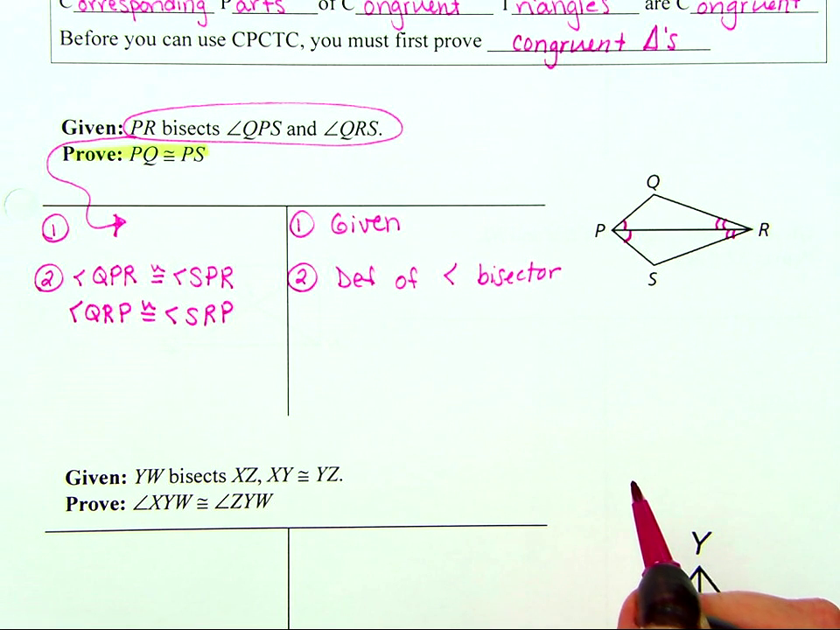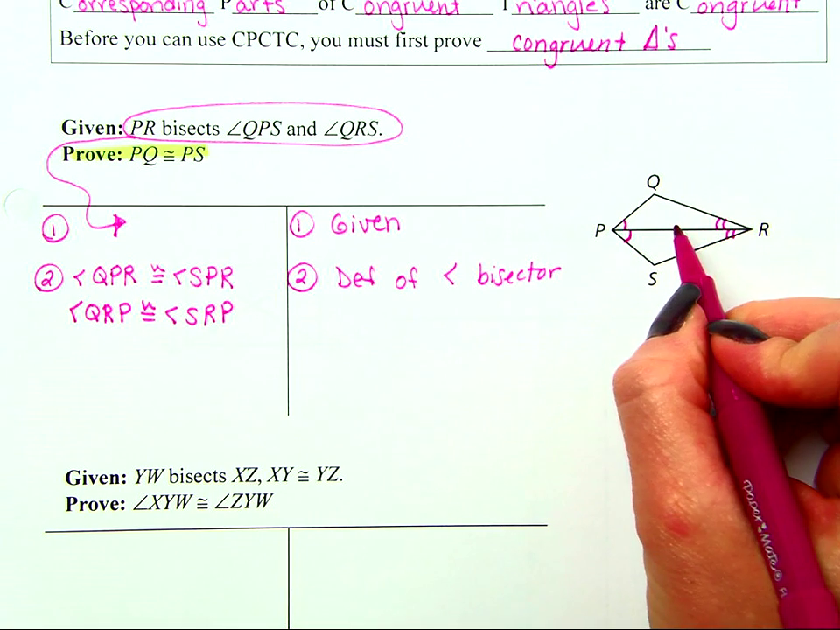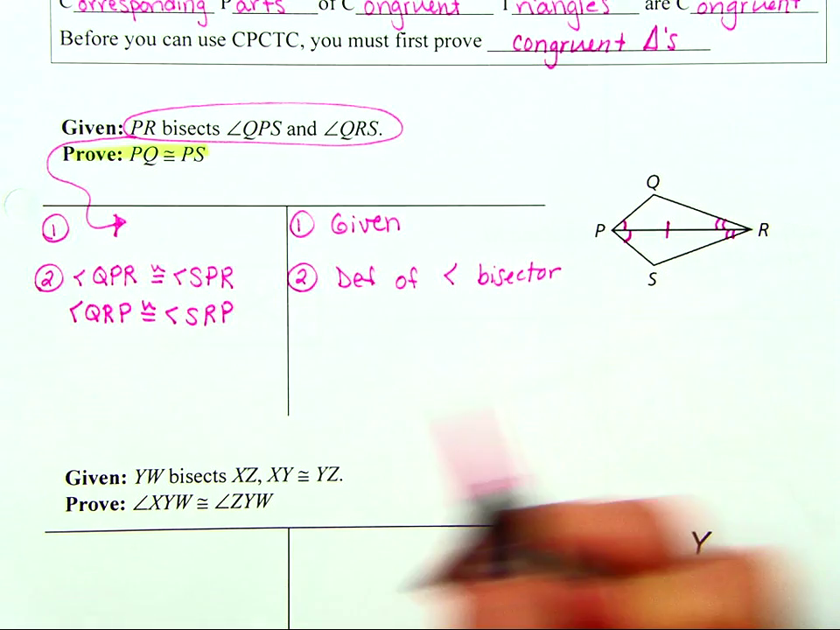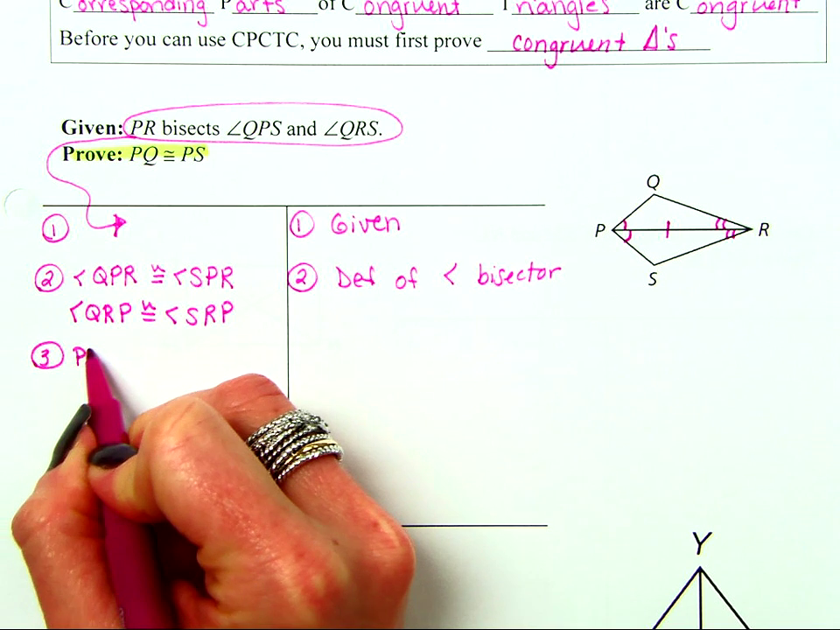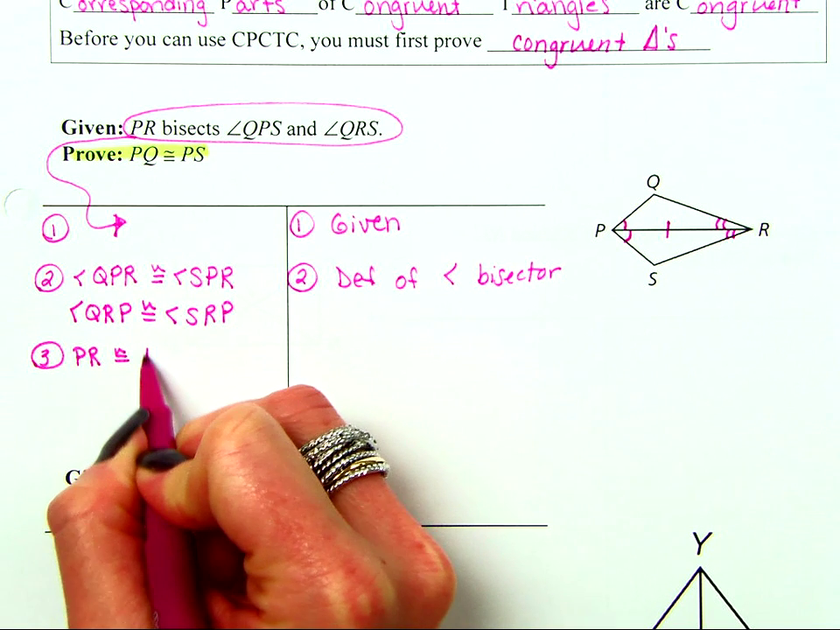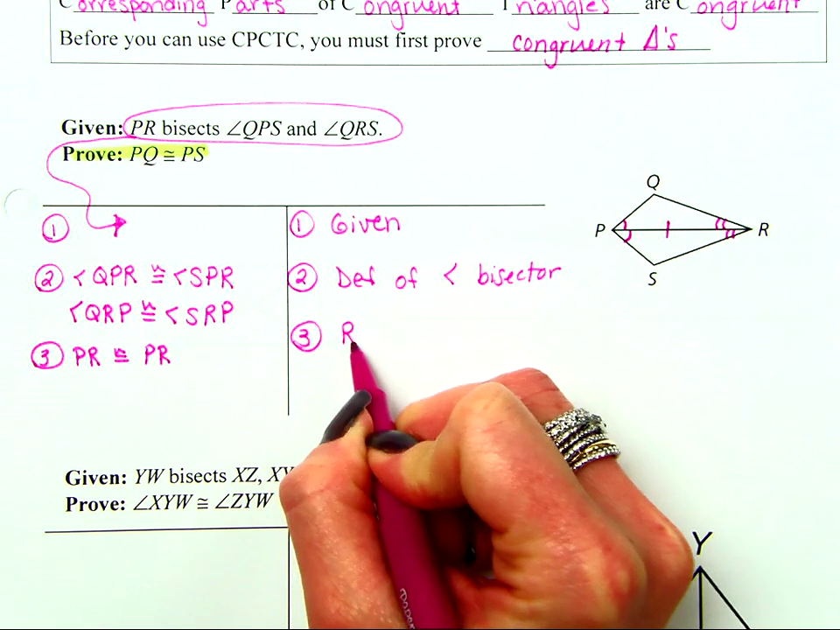That's pretty much all of my givens will tell me. So when I look at that picture, I'm going to see if there's anything else I can mark. And hopefully you saw this already, but we do have a shared side. So if I mark my shared side, I'm going to go ahead and state that segment PR must be congruent to segment PR by the reflexive property.